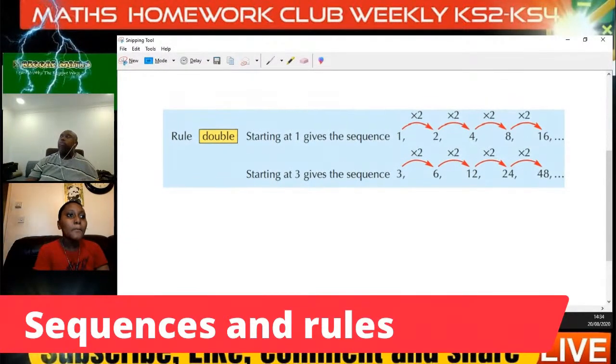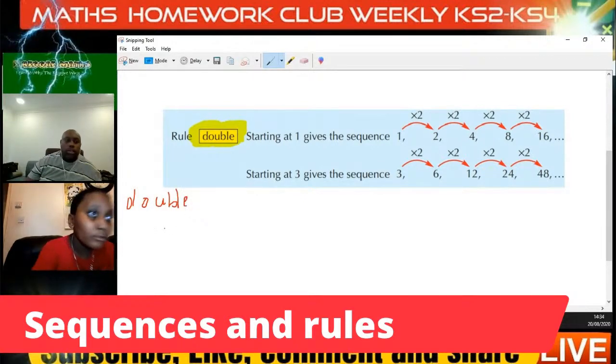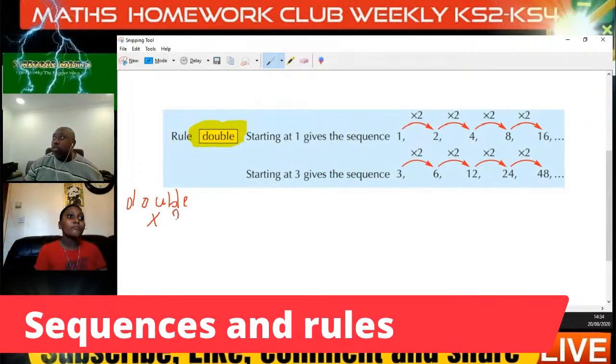Okay, this time, what are we doing each time? We used this word already in a previous lesson. Double. So when we said we're doubling, what are we doing? Give me some other keyword. It's the same as what? Times 2. Well done. Times 2, or you're adding the number to itself.